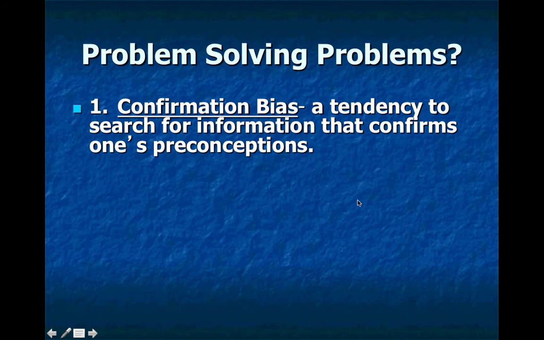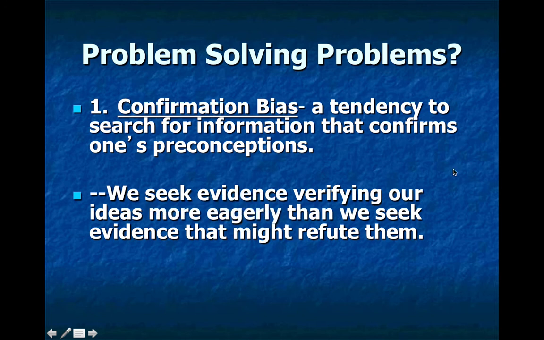Another section that the book talks about is solving problems. And one of those is defined as confirmation bias. This is a tendency to search for information that confirms one's preconceptions. We oftentimes do seek evidence that verifies our ideas more eagerly than we seek evidence that might refute them.